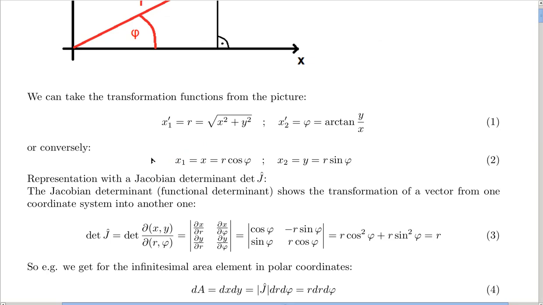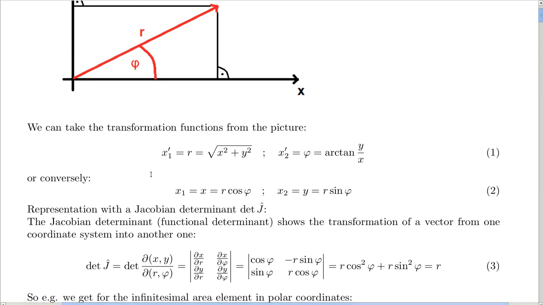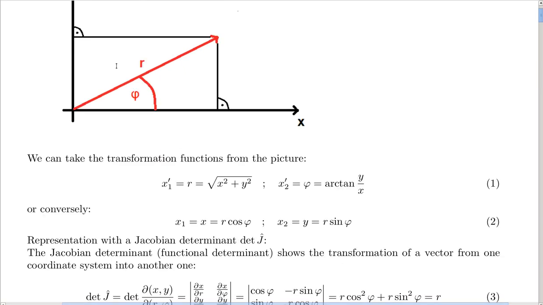So if we want to have the transformation in the other direction, then if we consider x is the adjacent leg to phi, that means we have to use the cosine. So r multiplied by cosine phi is the x coordinate, and y is the opposite leg, so we have to use the sine function. R multiplied by sine phi is the second coordinate, the y coordinate.